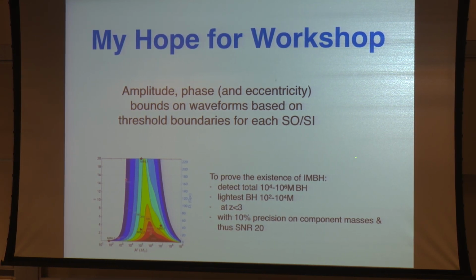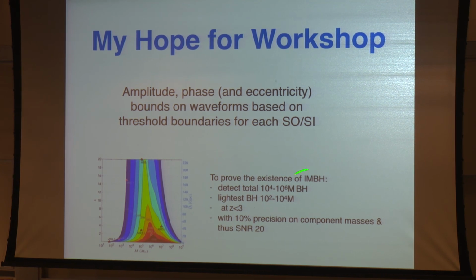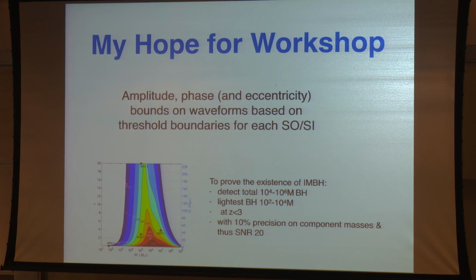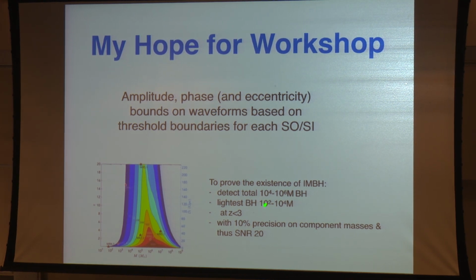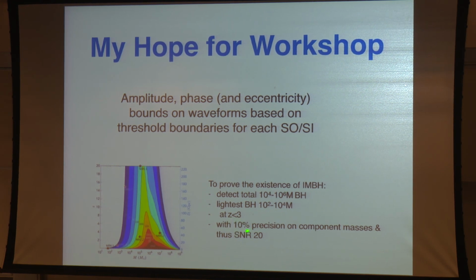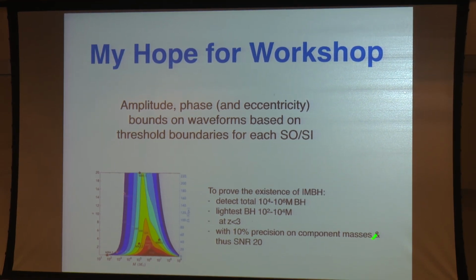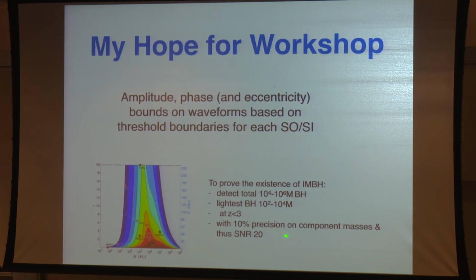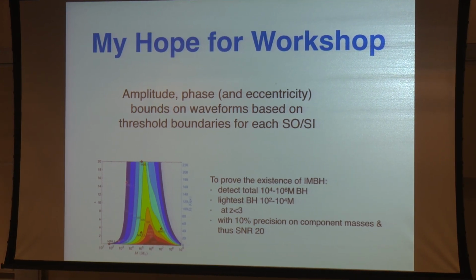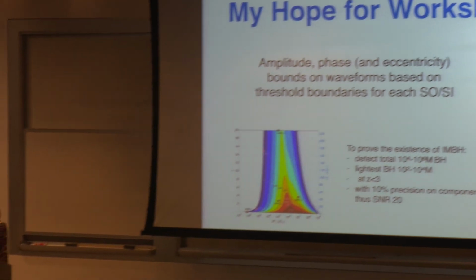So for example, to prove the existence of an intermediate mass black hole binary, you need to detect a certain range, and you need the lightest black hole to be an intermediate mass black hole, and that puts a requirement on the precision that you want to be able to measure a component mass. And I would like to know that we figure out what this means in terms of the waveform amplitude and phase that we compare it to. So that's just my own little personal hope.